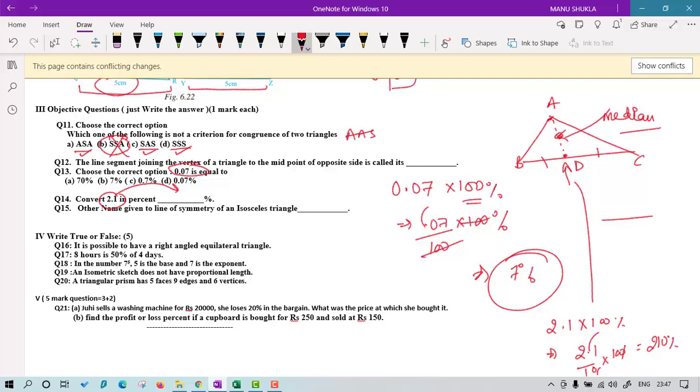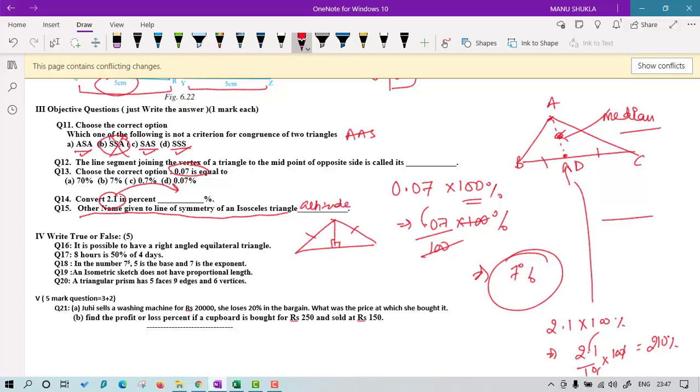Then question number 15, other name given to line of symmetry of an isosceles triangle. In an isosceles triangle, you can see like this, these two sides are equal, so you can say it is like an altitude. You can say is the line of symmetry of this isosceles triangle. That's it. So altitude.